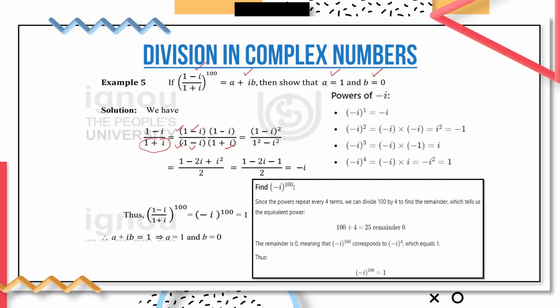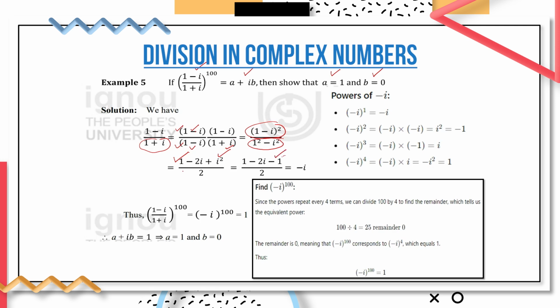Performing the multiplication and division, and thereafter performing the multiplication at the numerator and denominator, you will get 1 square minus i square in the denominator, and it is the square of (1 minus i) whole square. Solving a square using the identity (a minus b) square, that is a square plus b square minus 2ab, you will get the expression 1 minus 2i plus i square, and i square itself is minus 1.